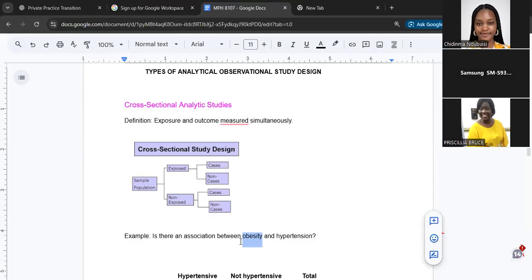Among people who have obesity, we will now look at how many of them have hypertension and how many do not. Remember, we're trying to find if there's an association. Then we come to the population of those who do not have obesity, those who don't have the exposure, and ask how many of them have hypertension and how many do not. Let me show us a table below.